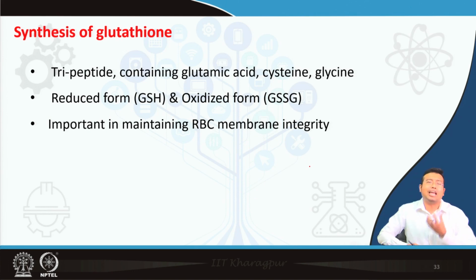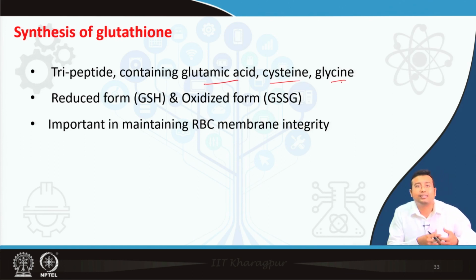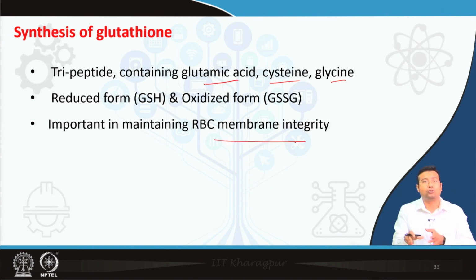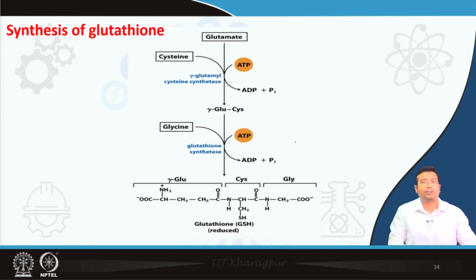Glutathione is a tripeptide. It contains glutamic acid, cysteine and glycine. We have discussed glutathione when we were discussing about HMP shunt. We have discussed in detail how the reduced form of glutathione helps to fight various free radicals and how it helps in maintaining RBC membrane integrity, and this glutathione needs glycine to be synthesized, alright.